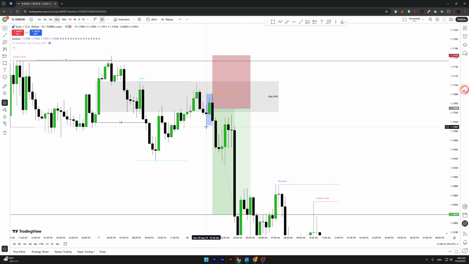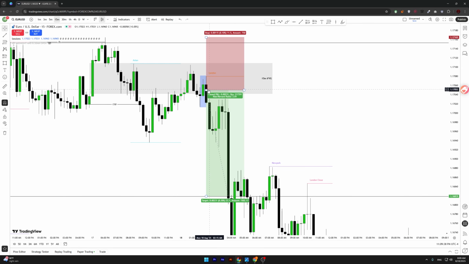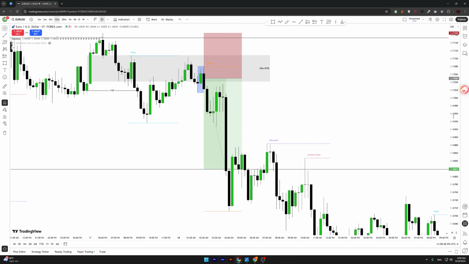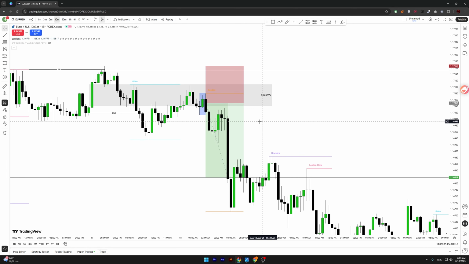This was the London session. This was the Judas swing that was created before the London session. Sorry, and this was the fast move. Price didn't waste any time, and it was a quick move that I captured yesterday.